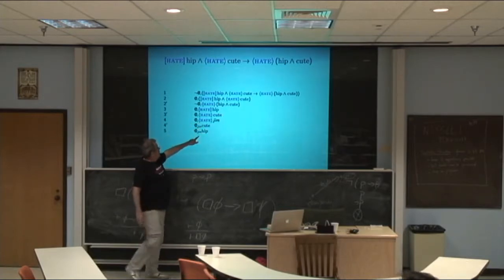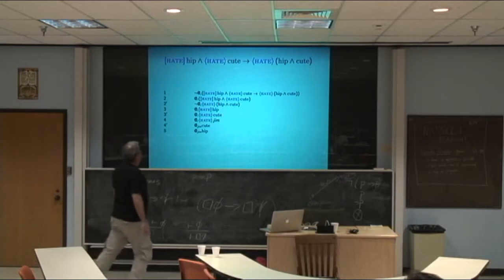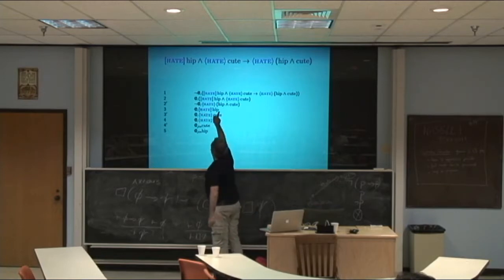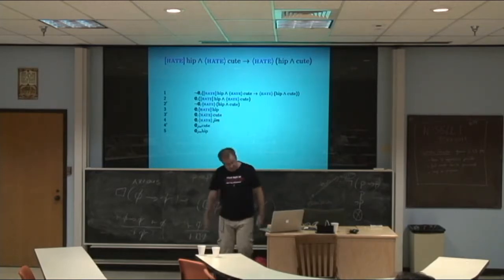Oh, am I saying this wrong? Have I said it wrong? I have said it wrong. How did I do this? Everyone I hate is hip, and I hate Jim. Oh, yes. Everyone I hate is hip. I hate Jim. Therefore, Jim has the hipness property. It's just that, yes, as I said.